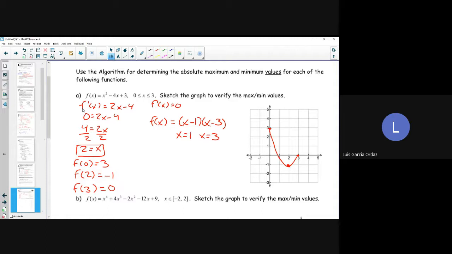So again, because it's bounded by this interval, I have a max at x is equal to 0, which is 3, and a minimum at x is equal to 2. These would be considered absolute maxes and absolute minimums because of my interval given. There will not be a y value higher than 3, and there will not be a y value lower than -1, sorry.